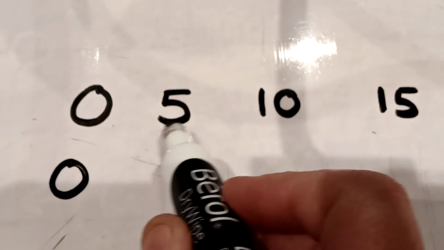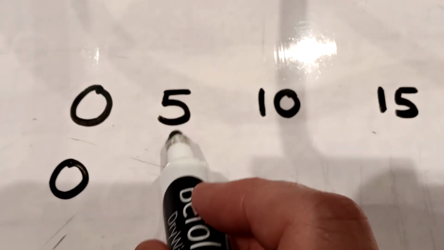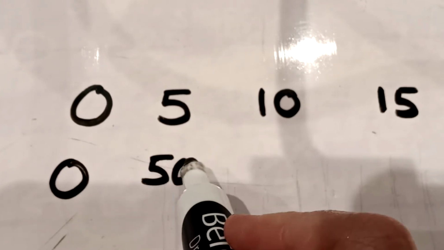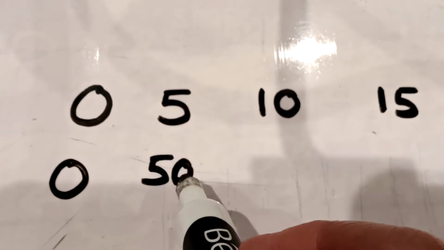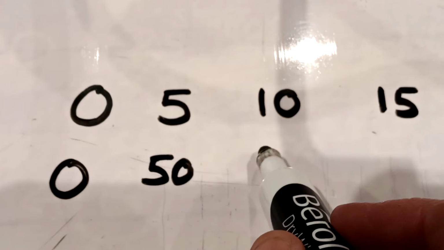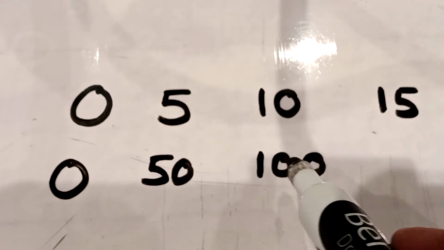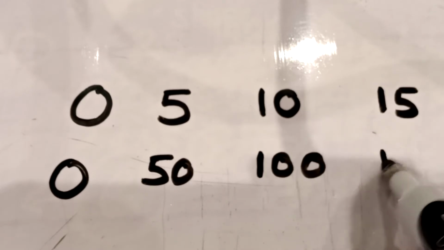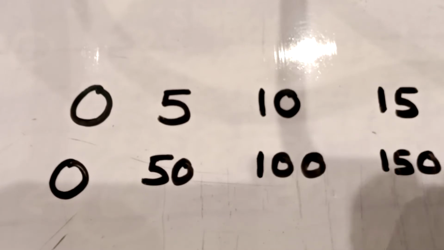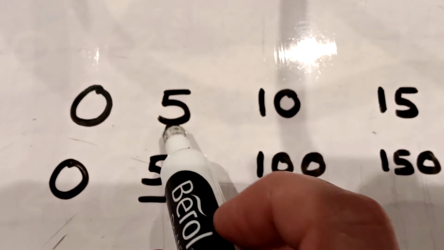If you can skip count in fives, you can skip count in 50s. Ready? So zero. And I'm going to make my 5 10 times bigger. And there's a pattern, guys. So 5 becomes 50. 10 becomes, make it 10 times bigger, 100. 15 becomes 150. And now I can skip count in 50s using my 5.